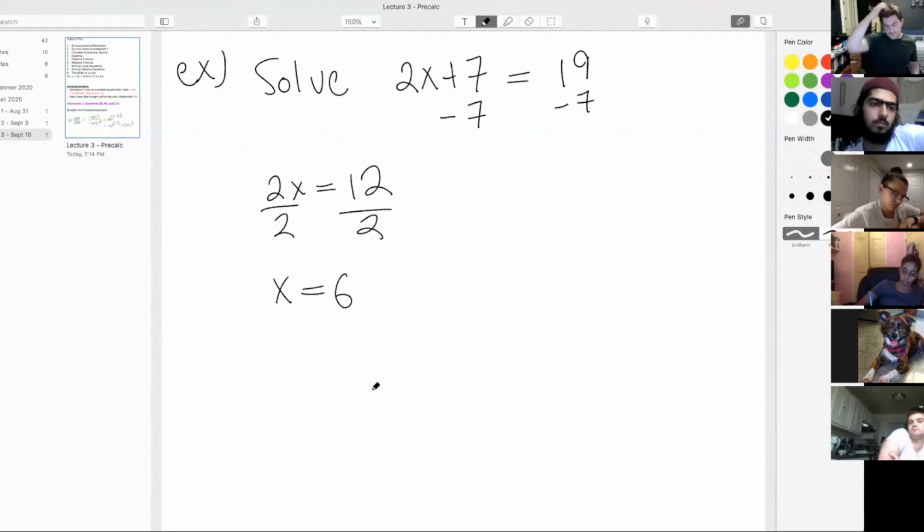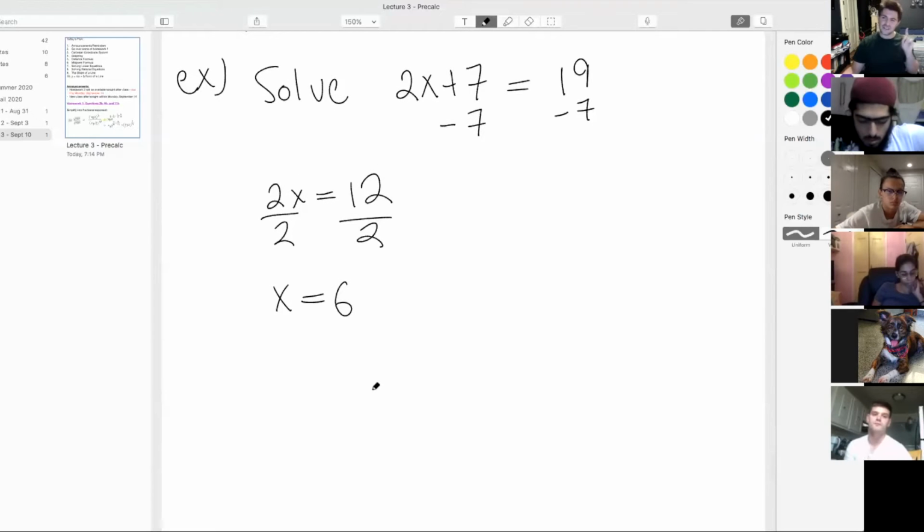All right, and the most important thing I can say with this is that whatever you do to one side of the equation, you must do to the other, okay? You need to maintain the equality, all right? So that's the most important thing. Because if you just do one thing to one side and don't do it to the other side, you've changed the value of the equation, okay?